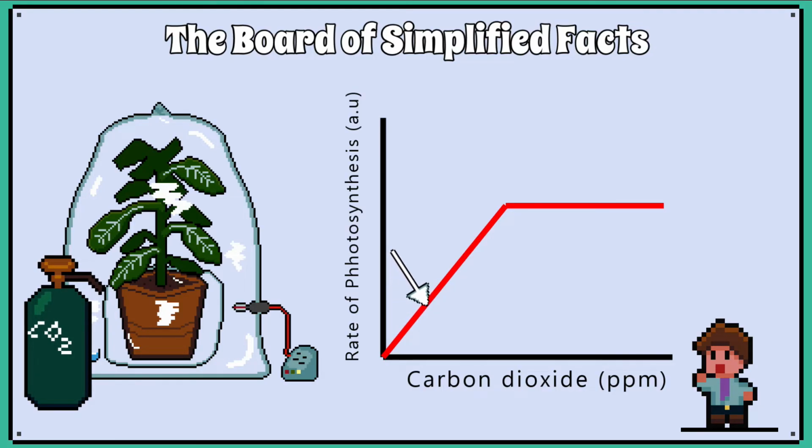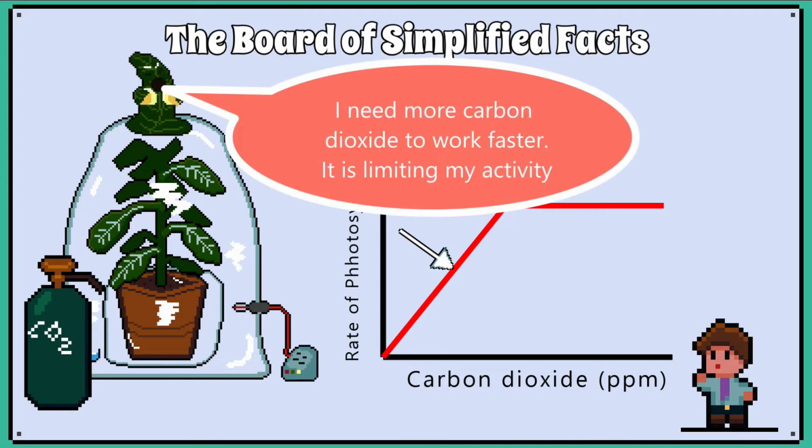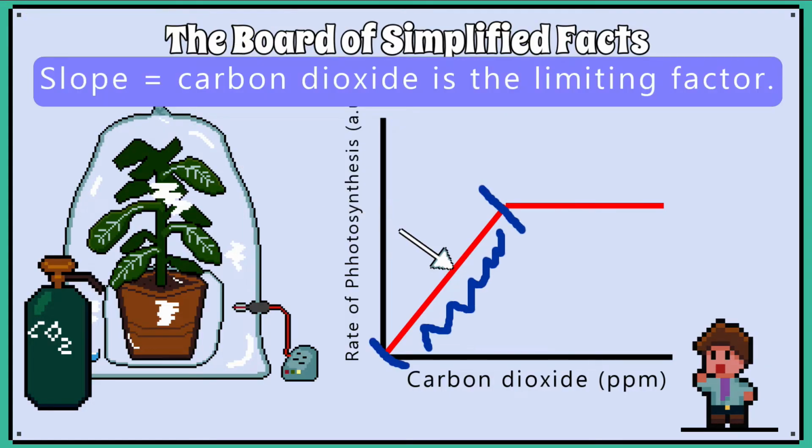At this point, if we keep increasing carbon dioxide and the rate of photosynthesis doesn't level off, then carbon dioxide is limiting photosynthesis. The plant wants more carbon dioxide as it has the capacity to photosynthesize more. Remember this: slope equals carbon dioxide levels are too low. Carbon dioxide is a limiting factor.